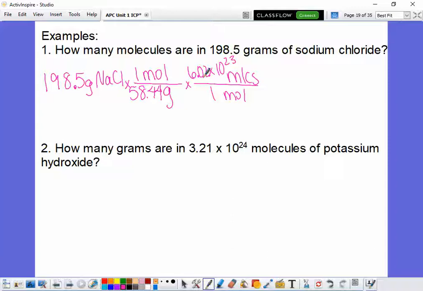Okay. Now, technically, these are not molecules. Molecules refer to the particle of a covalent compound. Sodium chloride is ionic. So technically these should say formula units, because that's what the particle of an ionic compound is called, but semantics, right?